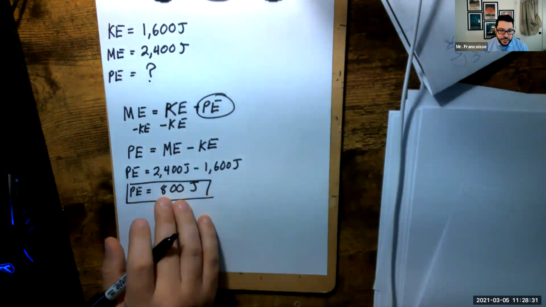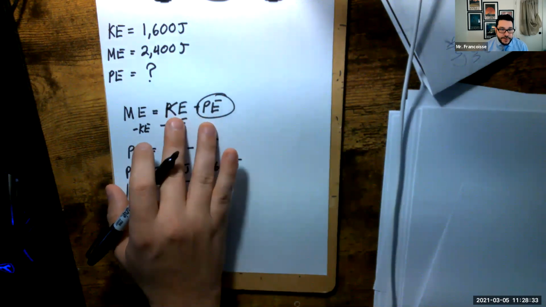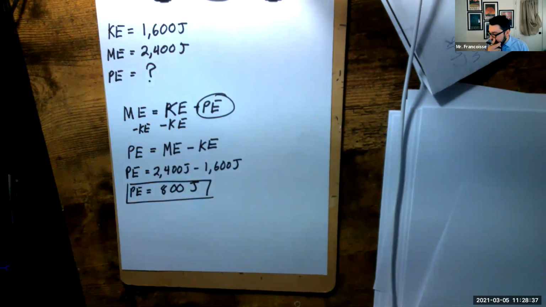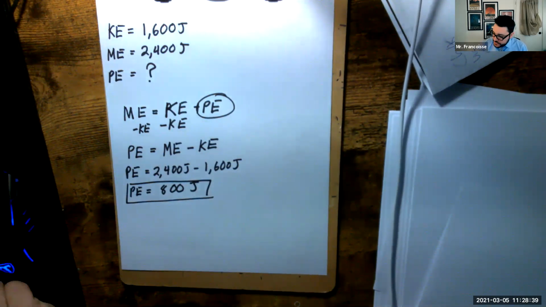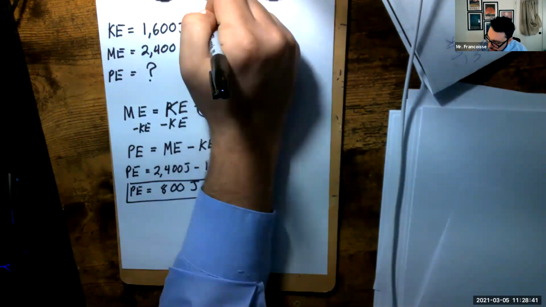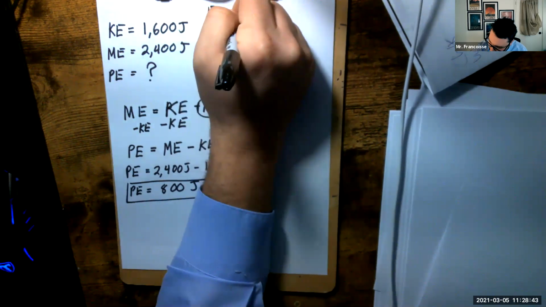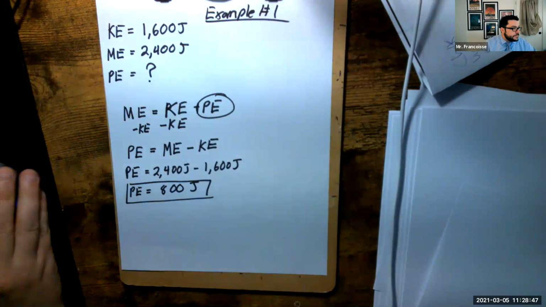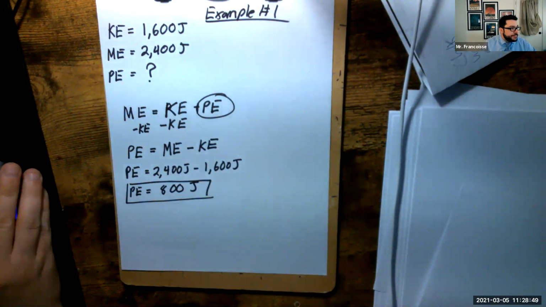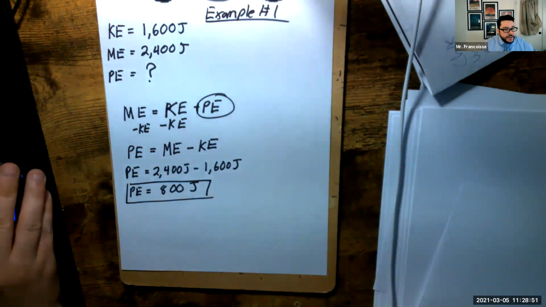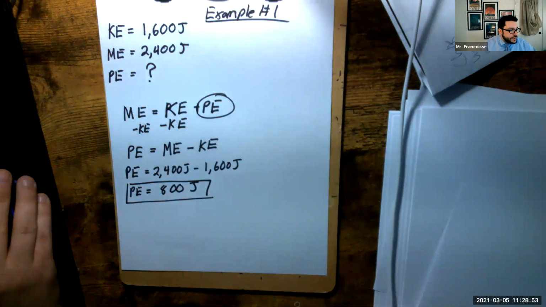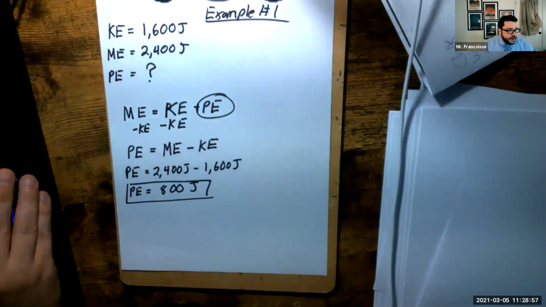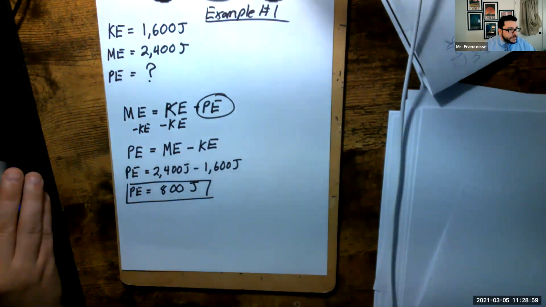So let's look at what happens when we're not given kinetic and potential energy directly, but we're asked to find mechanical. This is going to be our example one. We're trying to look at the different cases for how we use this equation. And as we're doing this, I'm going to make sure I get the notes updated for us.